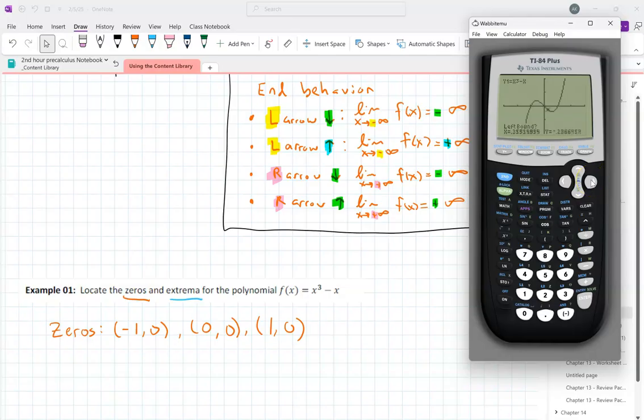Yes, you may. Wait, what did you do once you plug in the thing? How do you go from there? Press graph.